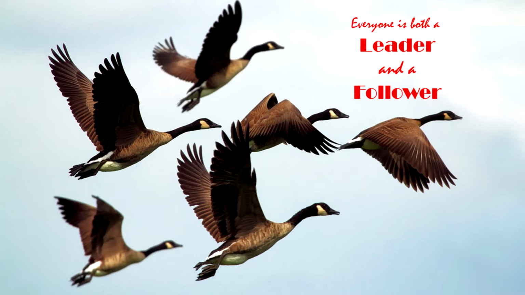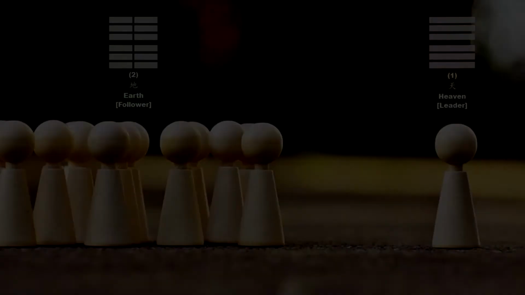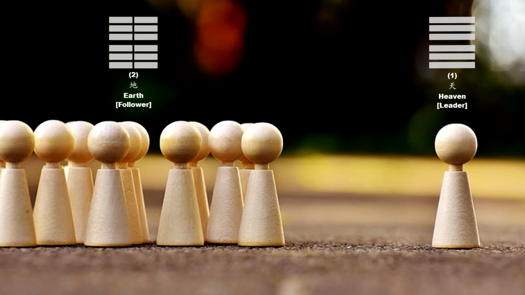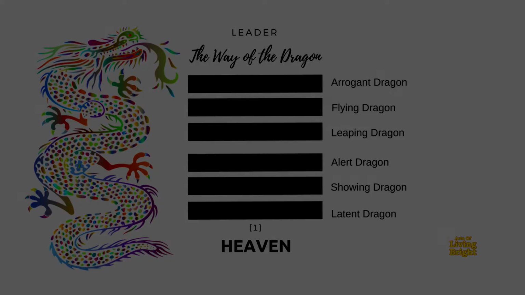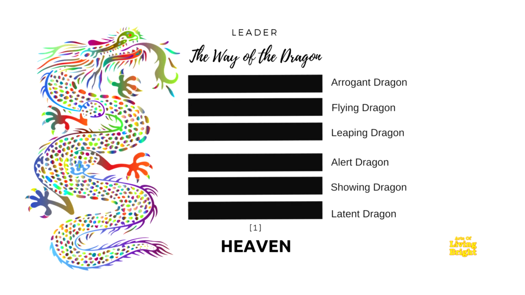To guide you through this, you need to have a good understanding of these two hexagrams, the heaven hexagram and the earth hexagram. These are the two key hexagrams among the 64 hexagrams in the book called I Ching. If we look at the heaven hexagram, this is what it looks like. There are 6 lines which will guide you on the way to being a leader. There are 6 lines, meaning 6 phases that most leaders would go through.